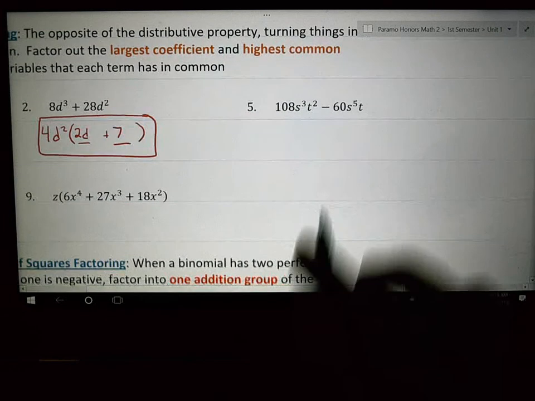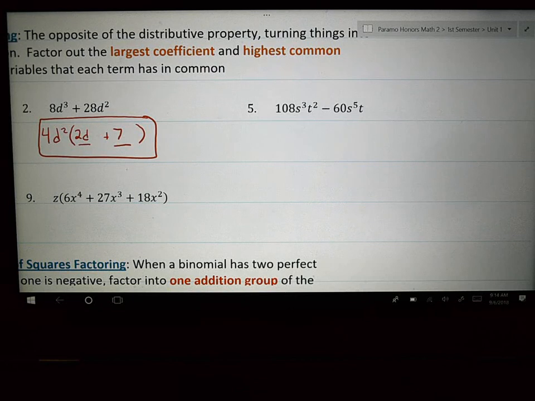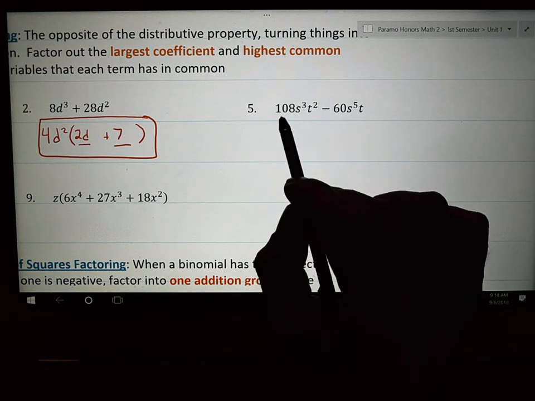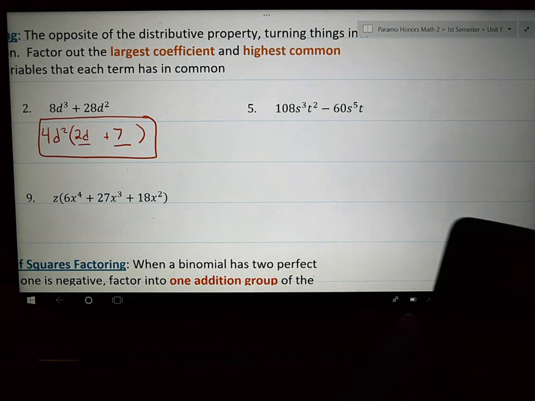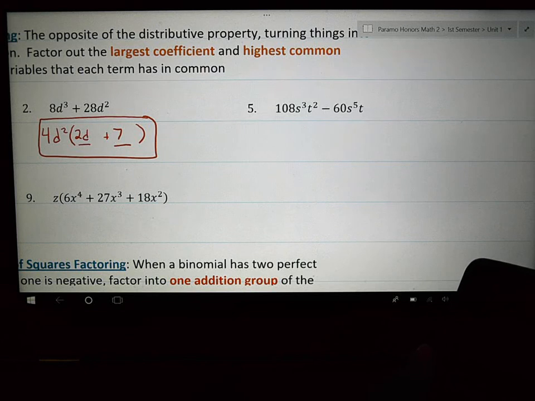Number 5. This is how hard it gets. Not how hard, but how big they get. 108, 60. Those numbers are kind of big. So when I look at 108 and 60, I need to figure out what goes into 108.